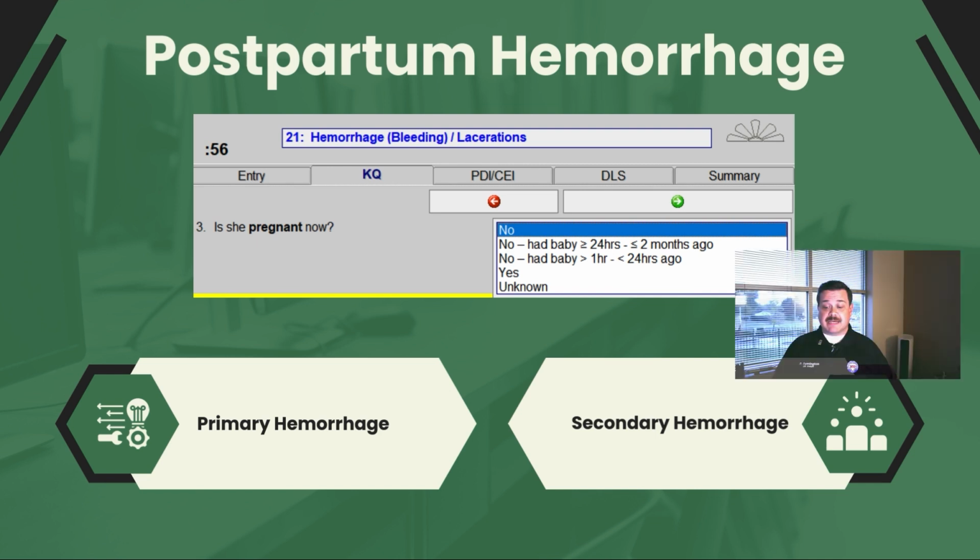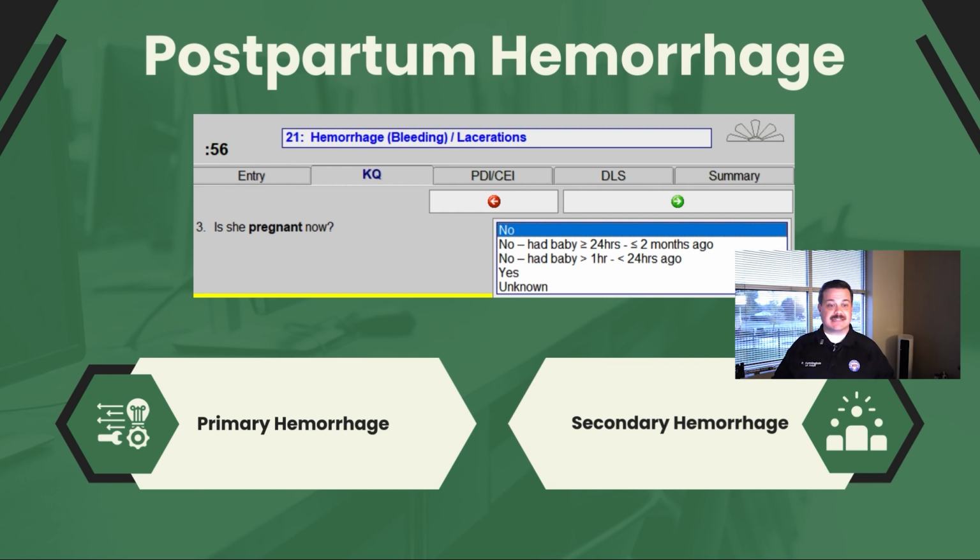Let's shift over to changes made when handling pregnancy-related issues. Looking at Protocol 21, a new response to question 3 is available. No, had baby greater than or equal to 24 hours, less than or equal to 2 months ago. The reason for separation here is that postpartum hemorrhage greater than 24 hours is considered a secondary hemorrhage and is known to be more dangerous when identified. Note here that if selecting the primary hemorrhage option, it is still possible to be shunted to Protocol 24 for easier access to Protocol F instructions when appropriate, though secondary hemorrhage will remain here on Protocol 21.